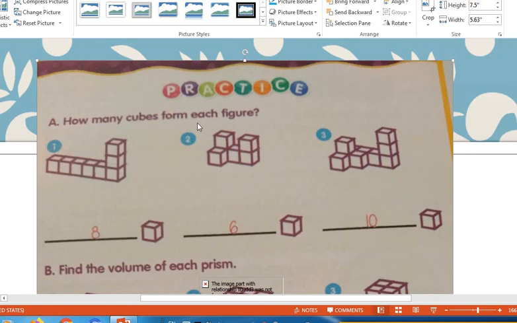How many cubes form each figure? 1, 2, 3, 4, 5, 6, 7 and 8. 8 cubes. And here 1, and the invisible ones, 2, 3, 4, 5 and 6. Under the cube you have just 1 cube under it. So I have here 6 cubes. Here 1, 2, 3, 4, 5, 6, 7, 8 and up 9 and here 10. So this one has 1 hidden under it.